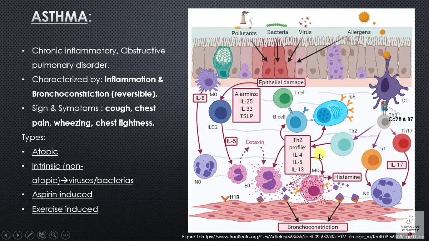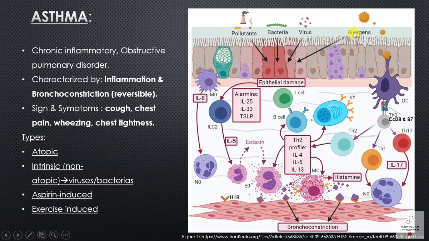T helper 2 cells release interleukins and cytokines. These interleukins include interleukin 4, interleukin 5, and interleukin 13. Interleukin 4 causes B cell class switching, which means B cells produce plasma cells that will release IgE antibodies. These IgE antibodies coat the nearby mast cells, which are present in the lamina propria of the respiratory epithelium.